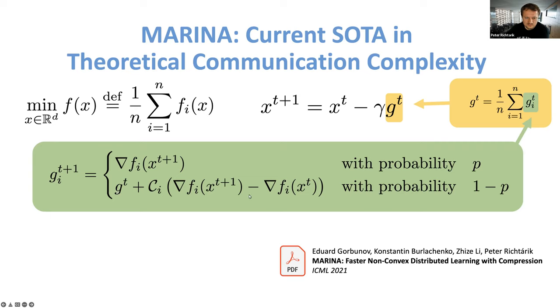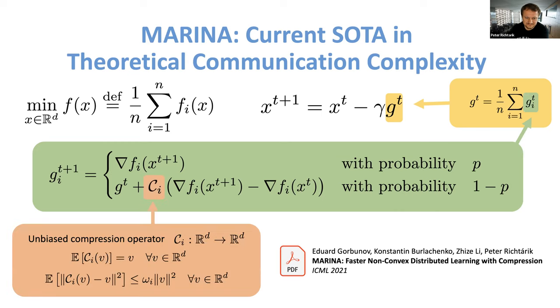We only send this compressed difference, and then the master averages this compressed information, adds this to GT, and this is how GT plus one will be produced. So this is how the algorithm looks like. And the compression of differences really comes from the idea of reducing the variance that comes from compression. So Marina is a non-convex method which uses compression, but also reduces the variance that comes from compression.